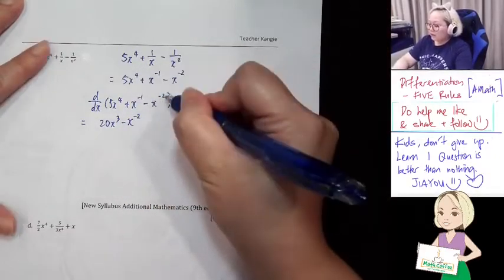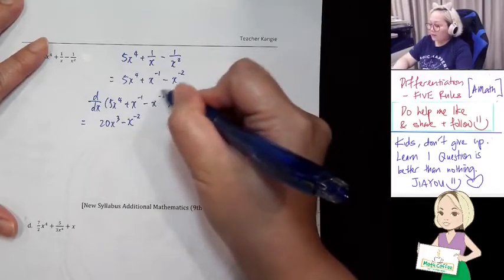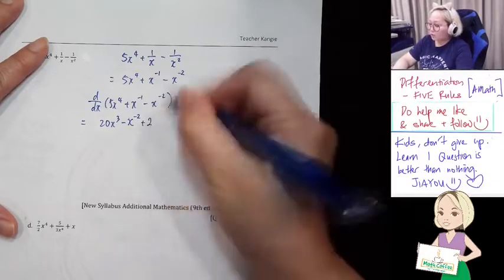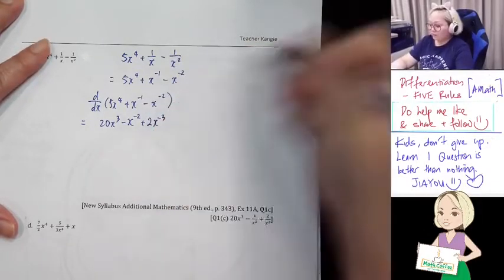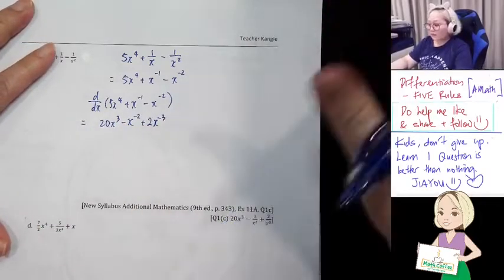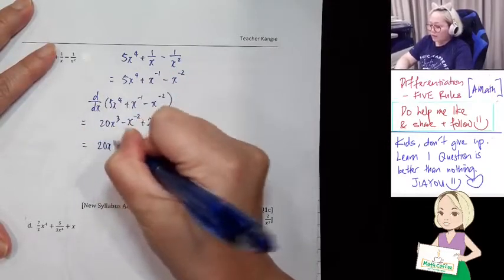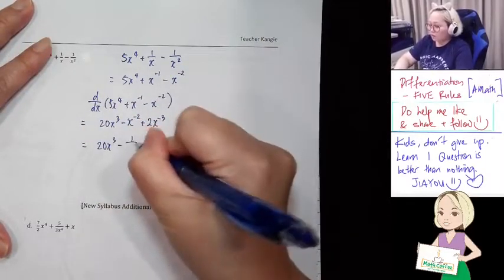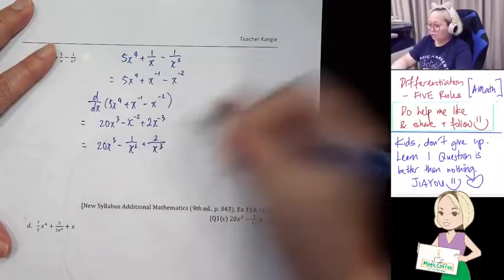Okay, now this one. Minus 2 bring down. Negative 1 times negative 2, so we know it's plus 2. x, minus 2 minus 1, so it's minus 3. Then after that, you cannot leave your answer in negative index. You keep it in positive index. So you will have 20x cubed minus 1 over x squared plus 2 over x cubed. And we are done.